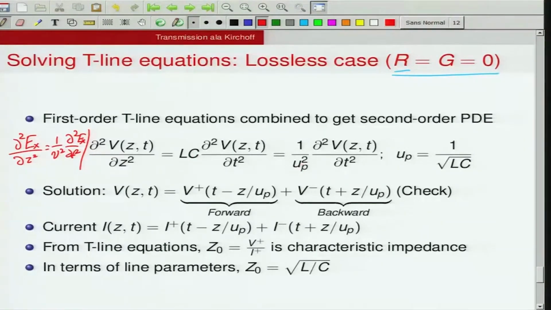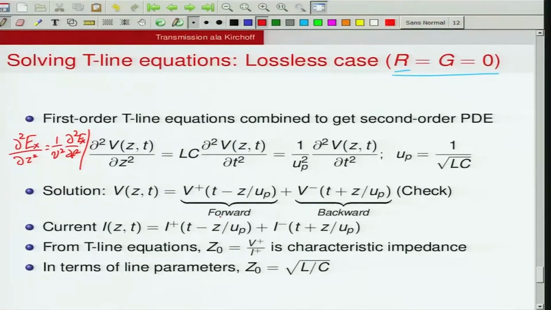This is the velocity of what? Velocity of the wave. Which wave? Voltage wave, right? Voltage is related to the electric field, therefore what we have really written down is the wave equation for electric field. And this UP is called the phase velocity and it is given by 1 by square root LC. We already know what the solutions for these types of equations are. They must be propagating solutions.